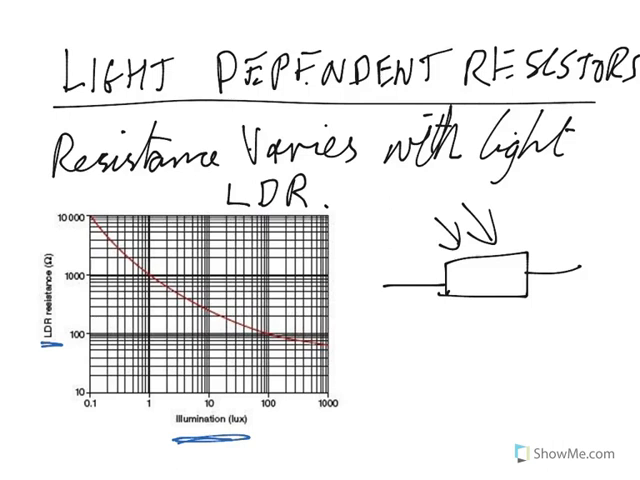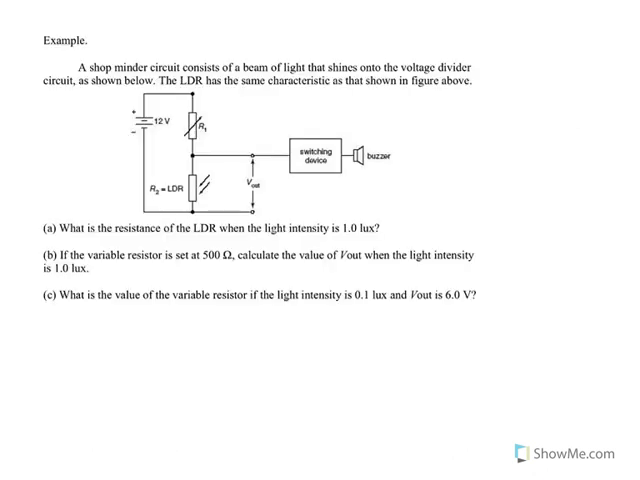Alright, let's have a look at an example. Righto, here's our example, shock minder. You know, when you walk through the shops and it goes ding ding, shock minders are like that: you have a light shining across there, you walk through, it cuts the light going to the light dependent resistor, and then it goes off. Alright, so there we go.